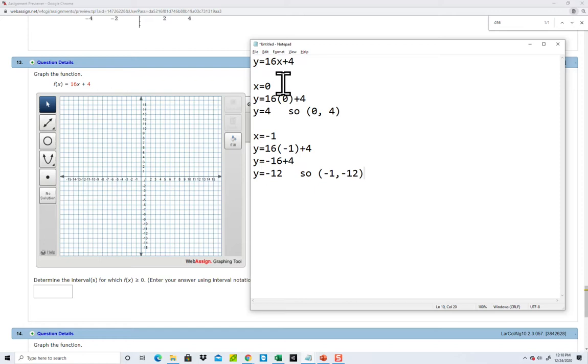Now, maybe you don't need to do this. Maybe you could plug in x equals 1 and it would still work. I don't know. We might try that. But I'll try this first.